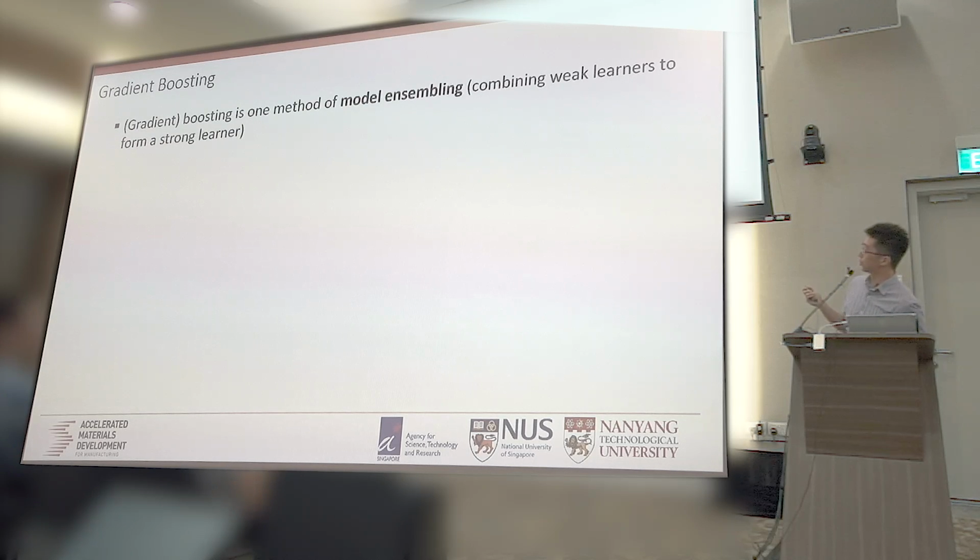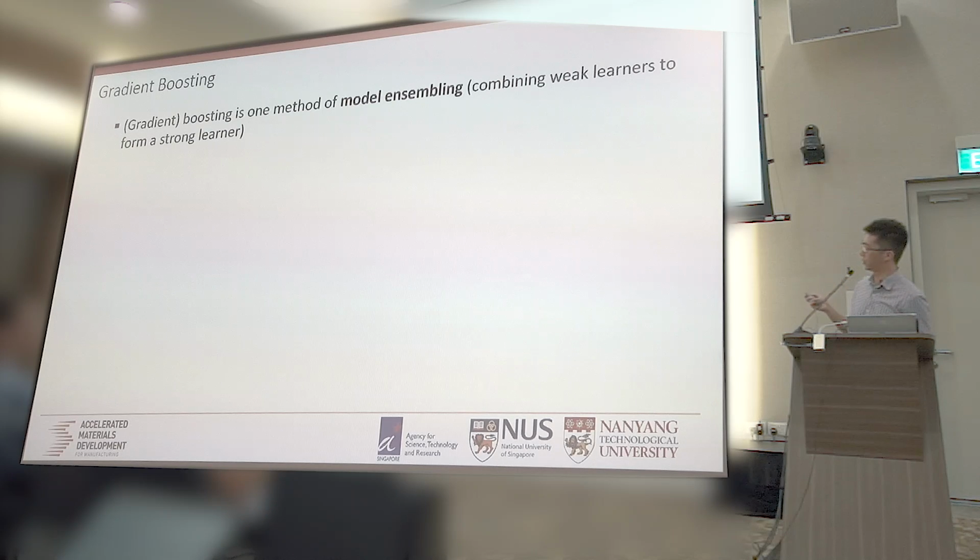I'm going to introduce to you a method of ensembling. So what does ensembling mean? Model ensembling, as the name suggests, is to take many models and put them into one model. In particular, we want to combine a bunch of weak learners, which are low complexity models, into a strong learner of high complexity. So how can I do that? Boosting, and in particular gradient boosting, is one efficient way of doing that.